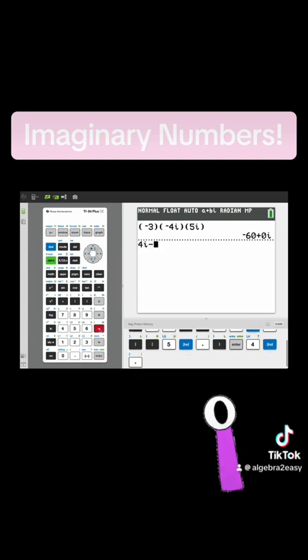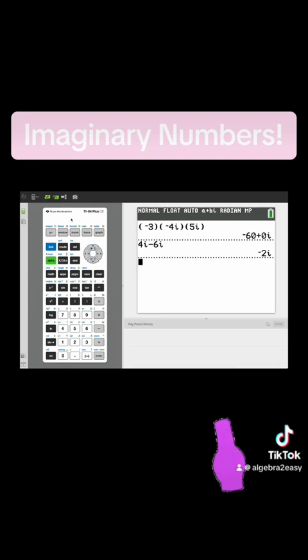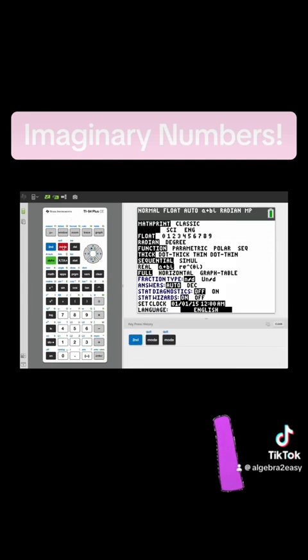Let's try another one. 4i minus 6i, negative 2i. So the biggest takeaway from today's video is when you press second and then mode and going down to where it says real and changing your calculator to a plus bi mode. See you back tomorrow for another video on imaginary numbers. Bye.